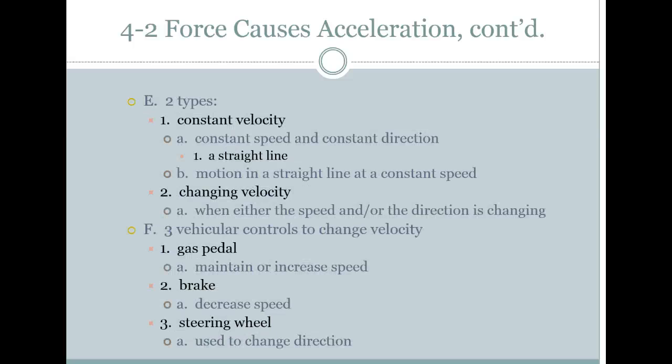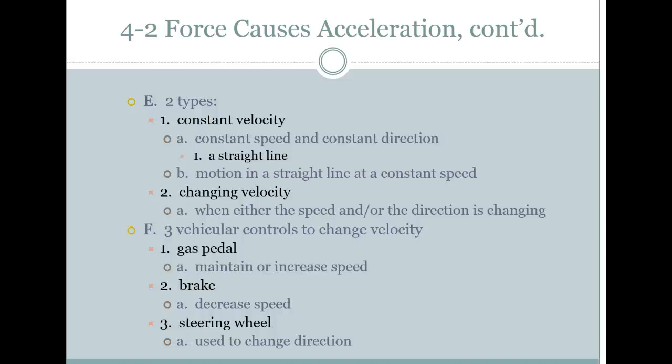So we talk about two types of velocity. Constant velocity. Constant speed means steady speed. Something with constant speed doesn't speed up or slow down. Constant velocity, on the other hand, means both constant speed and constant direction. Constant direction is in a straight line. The object's path does not curve. So constant velocity means motion in a straight line at a constant speed. So a car going around a circle may have a constant speed, but its velocity is changing.